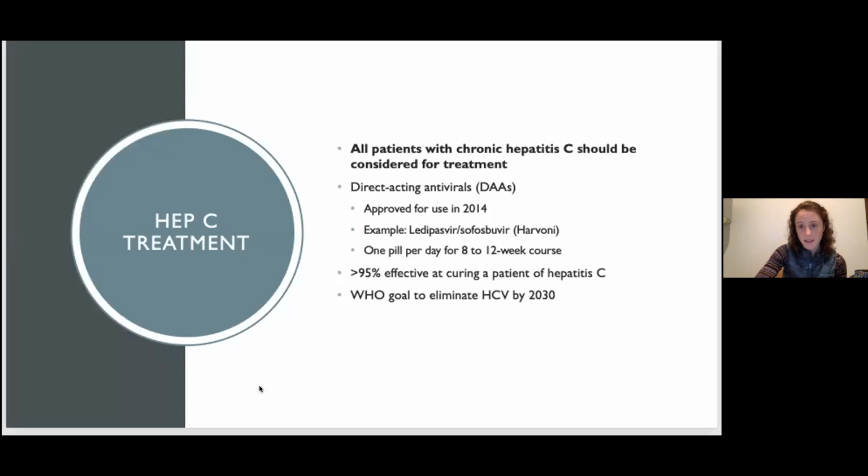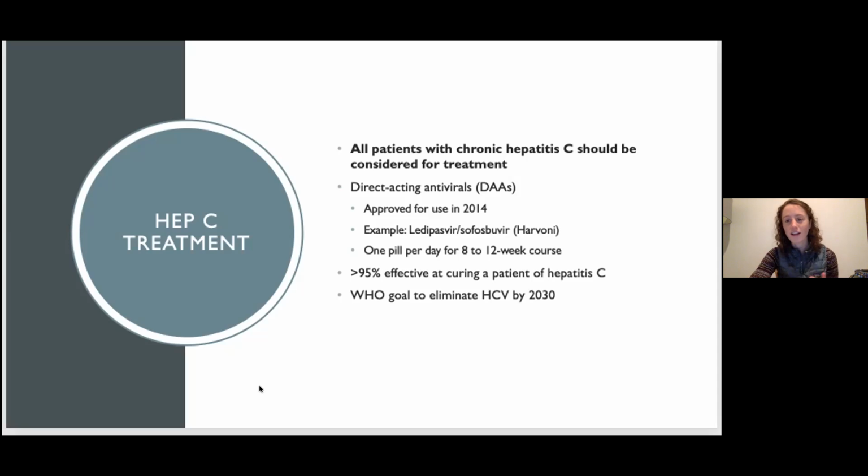So Hep C treatment. I want to stress that all patients with chronic hepatitis C should be considered for treatment. So for our patient, if she is still using IV drugs, that does not disqualify her clinically for treatment. The treatment is direct-acting antivirals, and these were approved for use in 2014. One example is ledipasvir-sofosbuvir, also called Harvoni, the trade name. There are many other formulations of DAAs, but they all are basically 1 pill per day for an 8 to 12-week course, and are over 95% effective at curing a patient of hepatitis C.